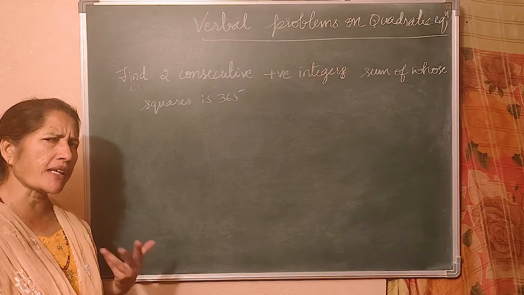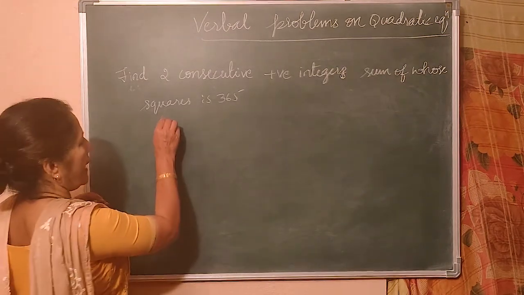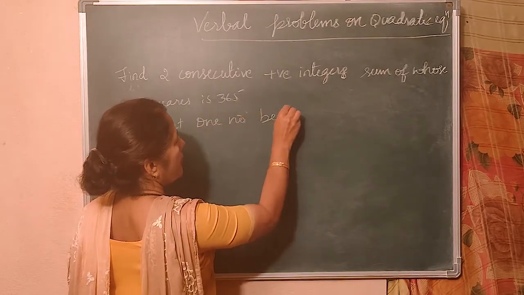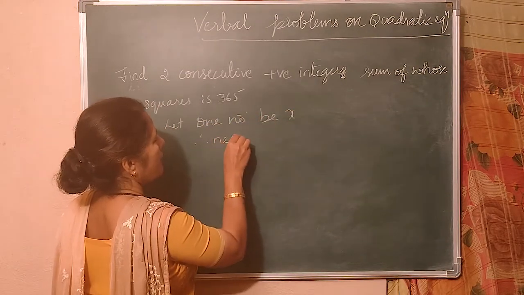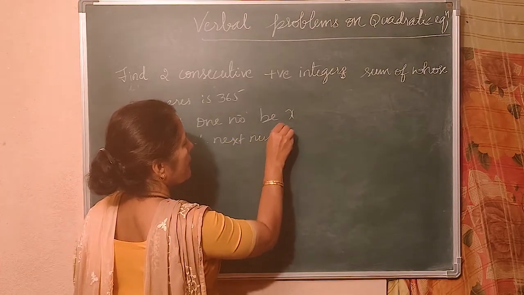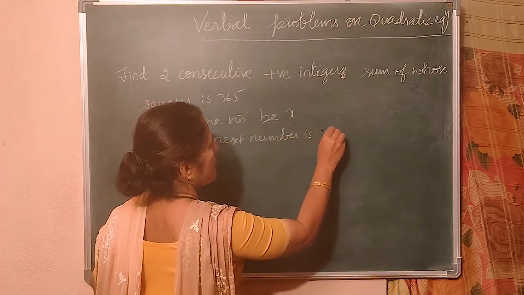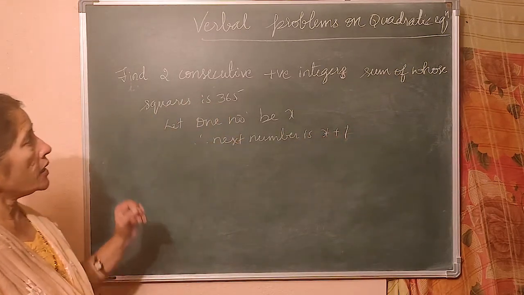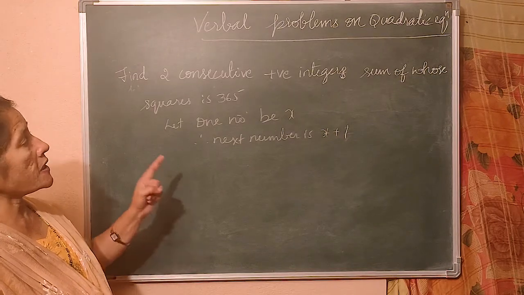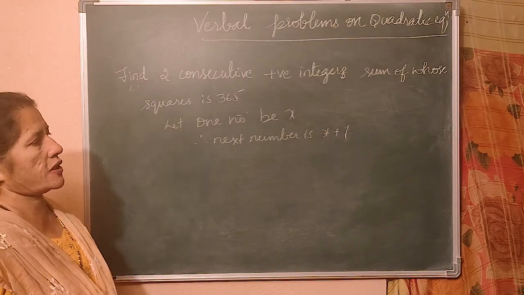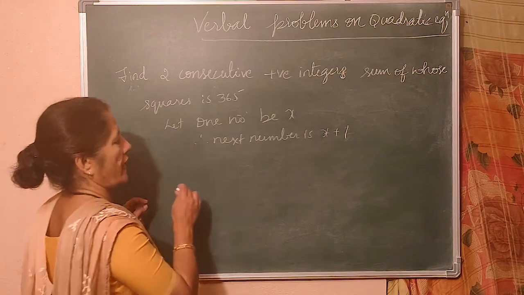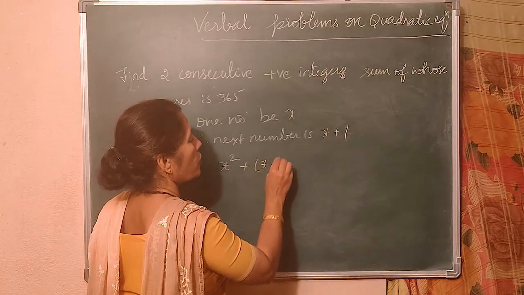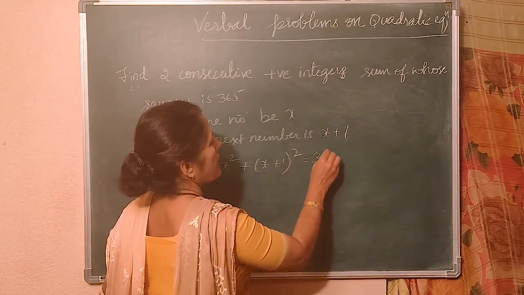Let one number be x, the other number is x plus 1. Let one number be x. Therefore, the next number is x plus 1. 2 and 3, 3 and 4. So, x plus 1. Correct? Now, after that, what is that? Sum of whose squares is 365. So, sum of whose squares? So, x square plus x plus 1 the whole square is equal to 365.